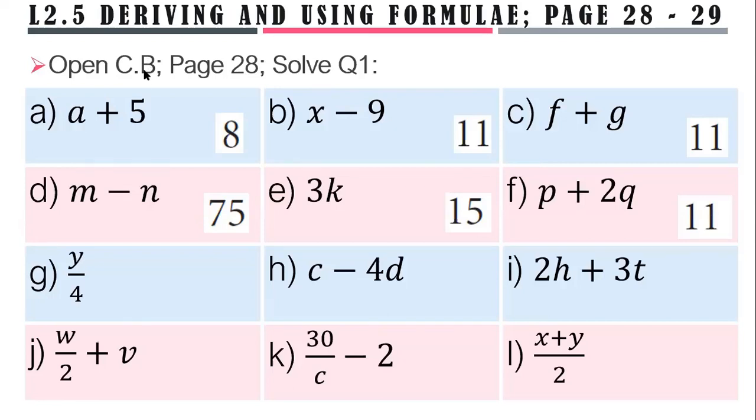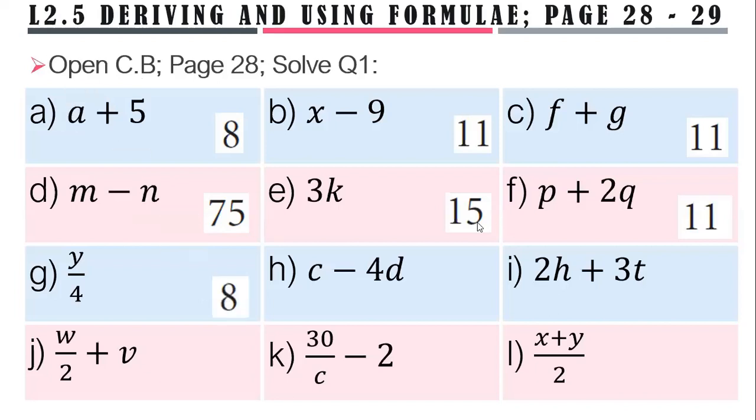Mu'taz. G, y divided by 4 when y is 32. 32 divided by 4 is 8. Excellent job. Next one.